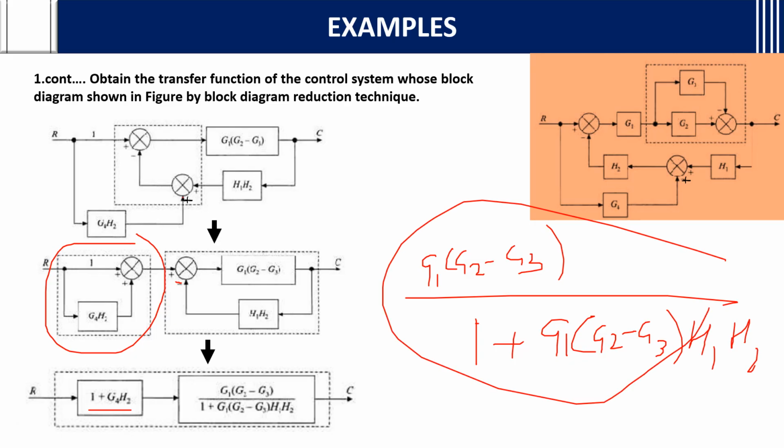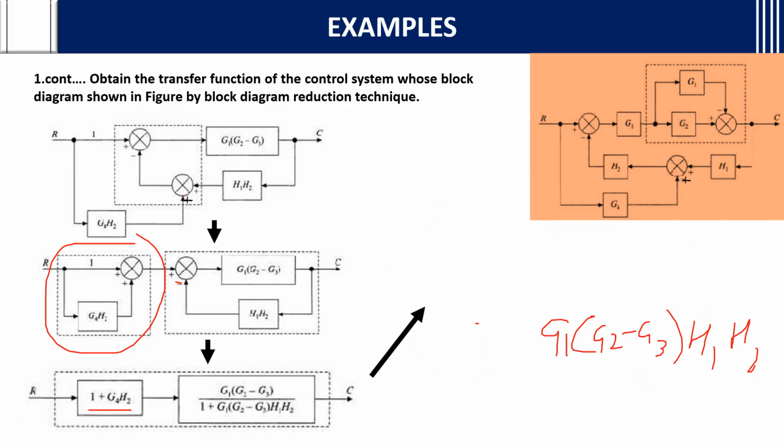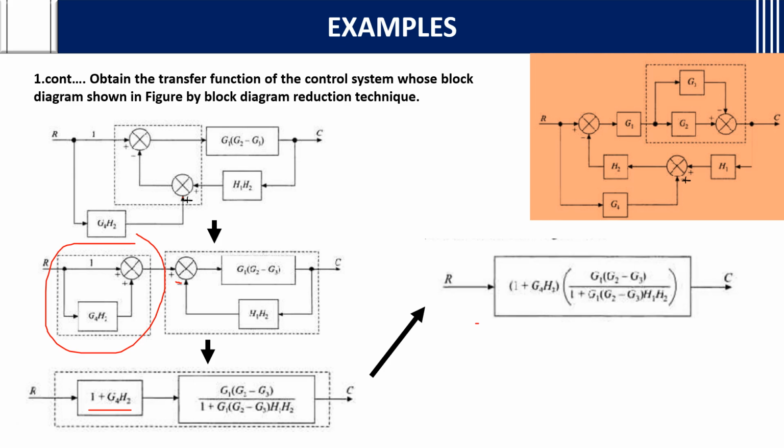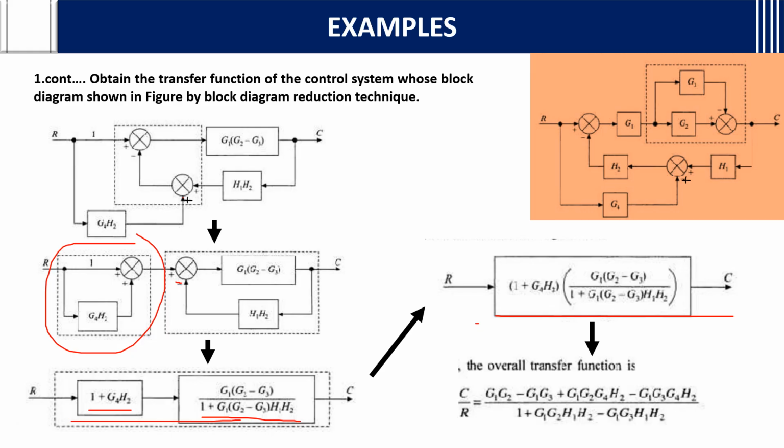If you calculate the equation I told now, you will get, see, 1 plus G4H2 into, you have written this, no? After writing this, again these two are in cascade, so you multiply these two. After multiplying, you multiply this whole thing with this, a separate multiplication. Then C by R will become this transfer function. This is the overall transfer function. This is just a multiplication, so I am not showing it in detail.